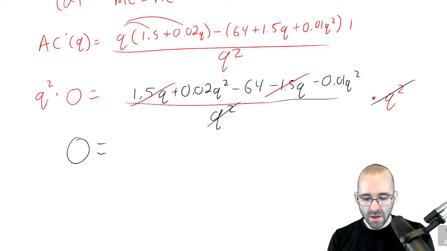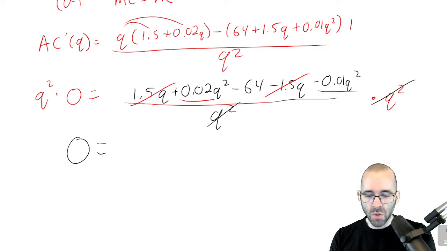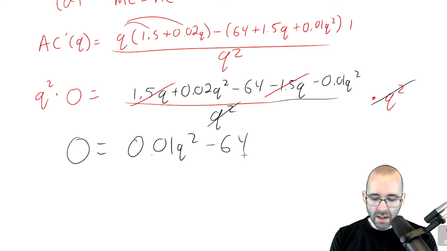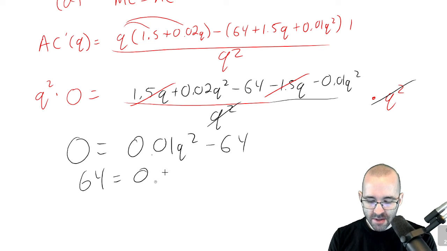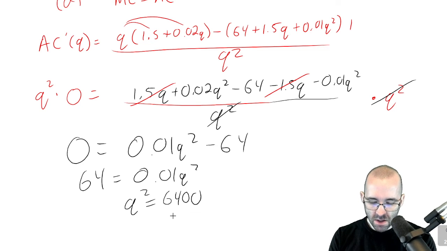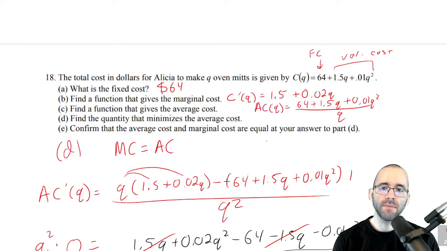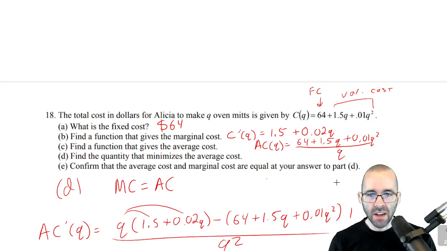And then we have plus 0.02 minus 0.01. That gives us 0.01 q squared. And we have a minus 64. Add 64 to both sides and we're almost done. We get q squared is 6400, or q is about 80. Find the quantity that minimizes the average cost. Q equals 80 mitts. So say 80 oven mitts.